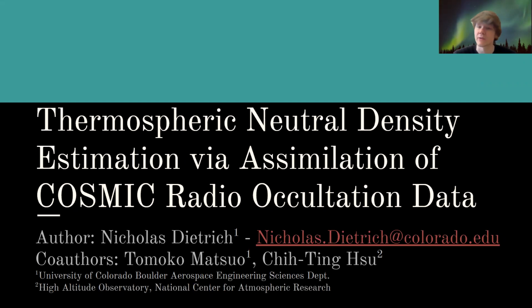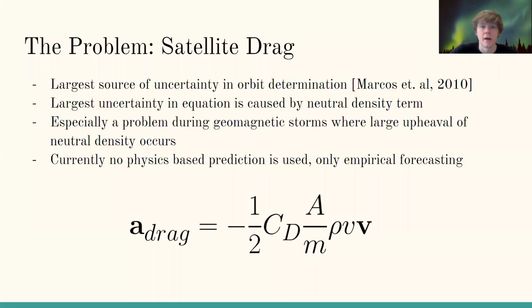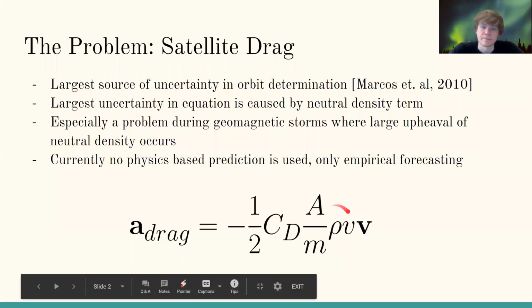Now, I have a background in aerospace engineering, and with this work, I'm really hoping to bridge the gap between space situational awareness and physics-based modeling. Now, within satellite orbit determination, for low Earth satellites, the largest perturbation force causing the most error in our orbit predictions is satellite drag. And within satellite drag, the greatest source of uncertainty is within this neutral density term.